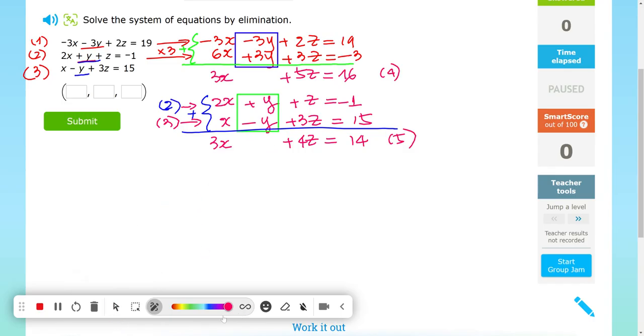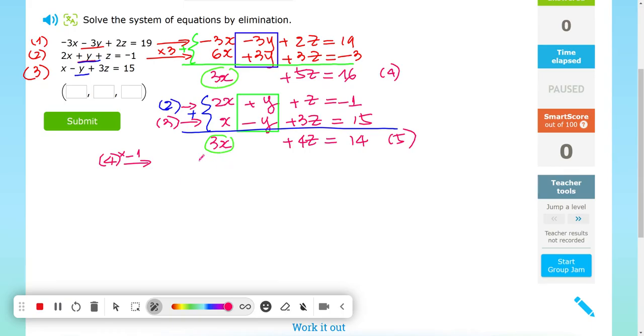So if you notice, equation number 4 and number 5 have only two unknowns, x and z. So you need to eliminate one more unknown. This one is 3x, and this one is also 3x. So if one of them becomes negative 3x, then when you add together, the x part will be eliminated. So I would multiply equation number 4 by negative 1.